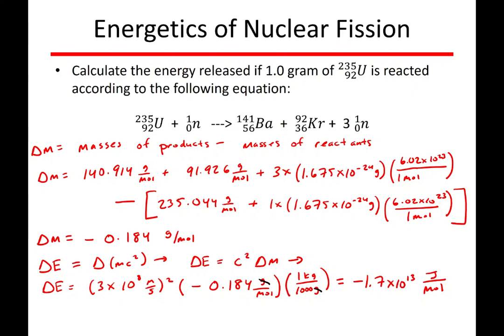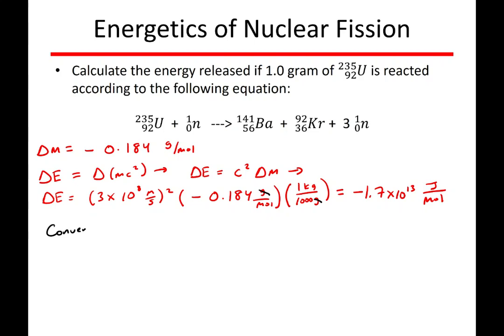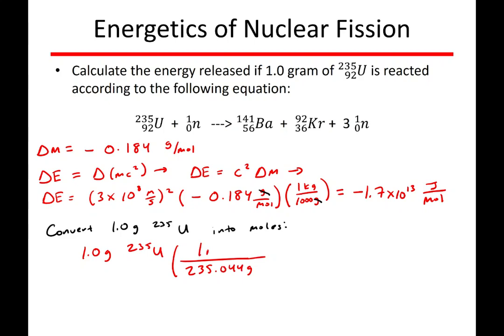The question is asking us how much energy is released if you use 1 gram of uranium-235. We'll start by converting the 1.0 grams of uranium-235 into a number of moles. All right, we have 1.0 grams of uranium-235. And then to convert to moles, we're given the molar mass. That was given all the way back at the beginning of the problem. We were told that it was 235.044 grams per mole. And it's very important that you put all of those decimal places in here. You want to carry all those decimal places throughout the entire problem.